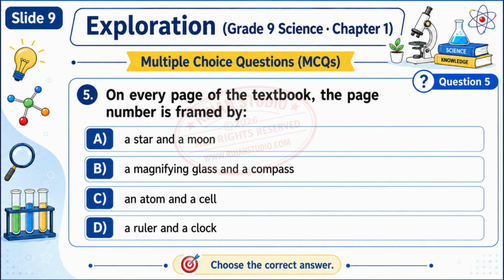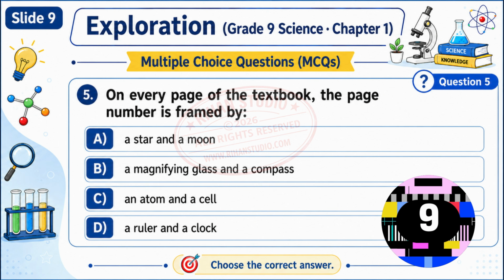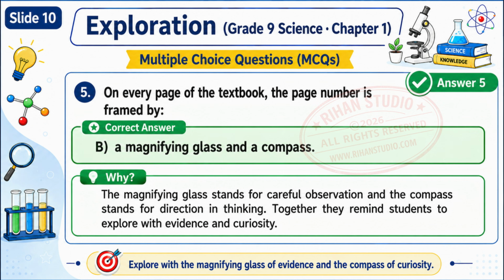5. On every page of the textbook, the page number is framed by A. A star and a moon. B. A magnifying glass and a compass. C. An atom and a cell. D. A ruler and a clock. Answer. B. A magnifying glass and a compass.